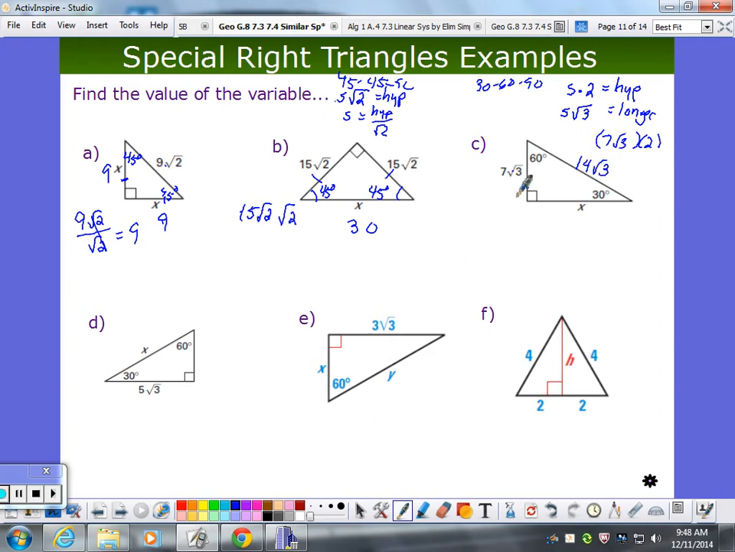Now, I want to get the 60. To get the longer side, it's the shorter side times radical 3. So I take my 7 rad 3 and I multiply by rad 3. Well, rad 3 times rad 3 is 3, times 7 is 21. So there are my sides: 7 radical 3, 21, 14 radical 3.